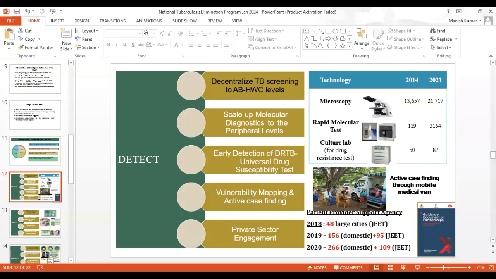There are the figures over there: testing done through microscopy, testing through rapid molecular test, cultural lab. Now there are multiple options by which people can test for TB. The old standard was microscopy or X-ray. Now there are TrueNat and CBNAAT.